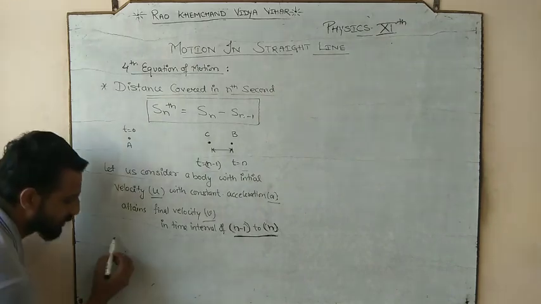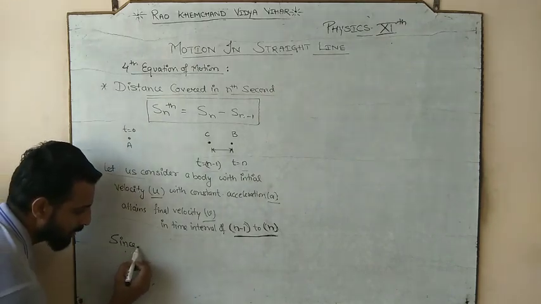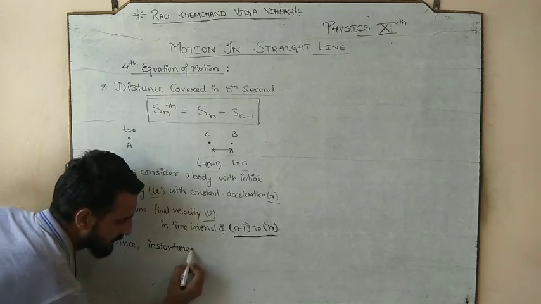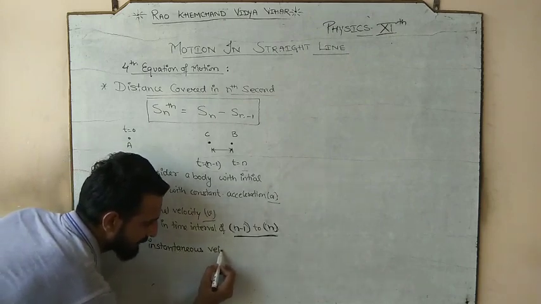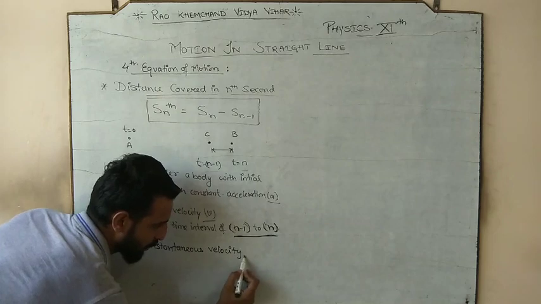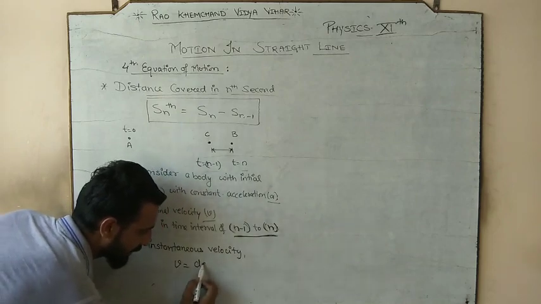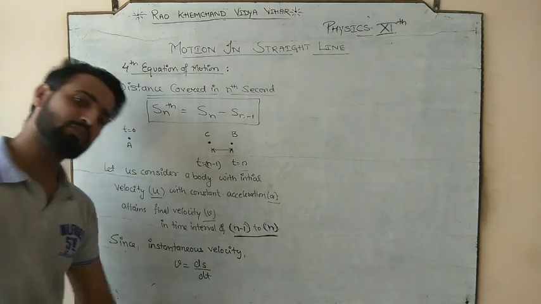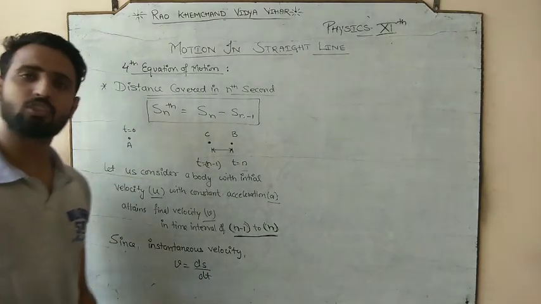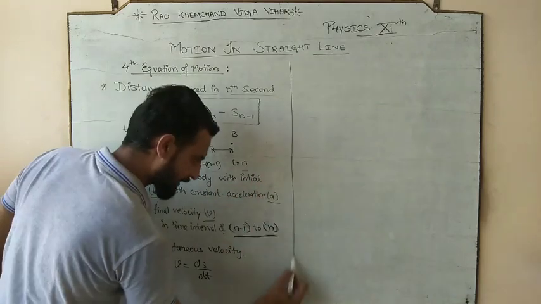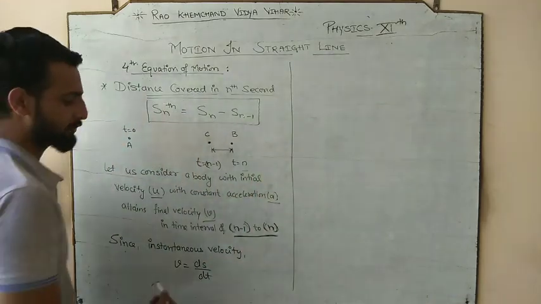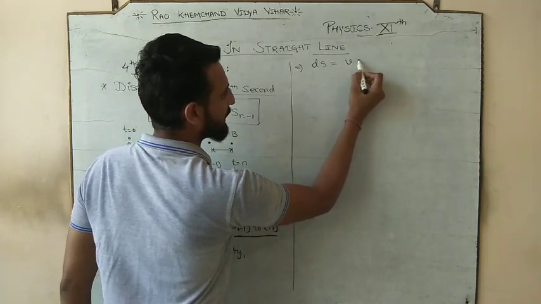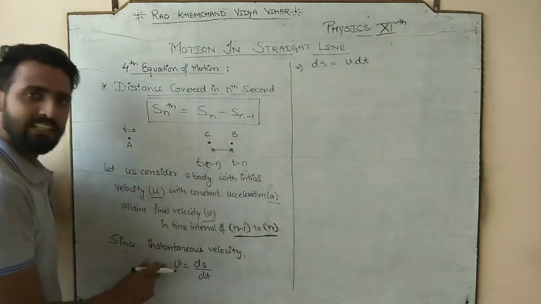So let's start. Since instantaneous velocity, what is the expression? V is equal to ds by dt. The rate of change of displacement is known as the velocity. Okay, so V is equal to ds by dt. So what would be ds from here? ds would be V into dt.